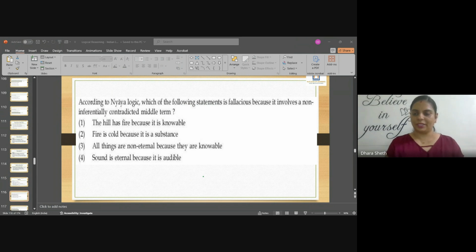Non-inferentially contradicted middle term is Badit. So it's Badit. If you see the options here, you will realize they are the options that we have learned in different Hetvabhasa. They keep on recycling the statements.